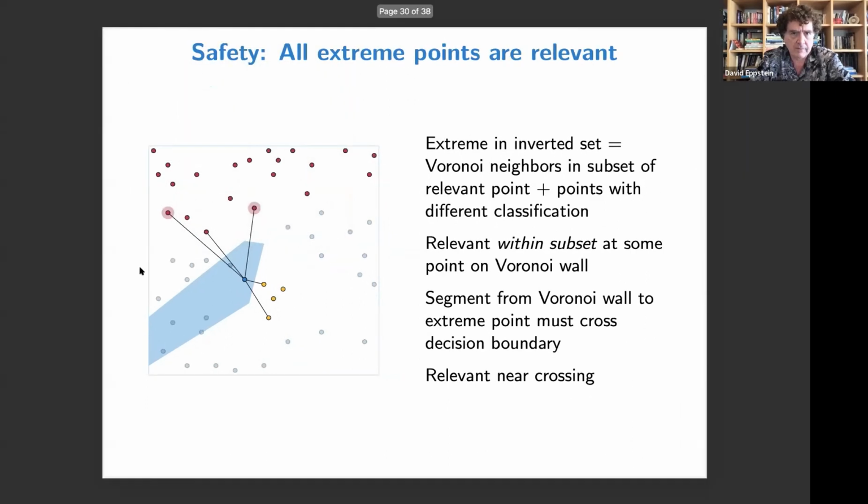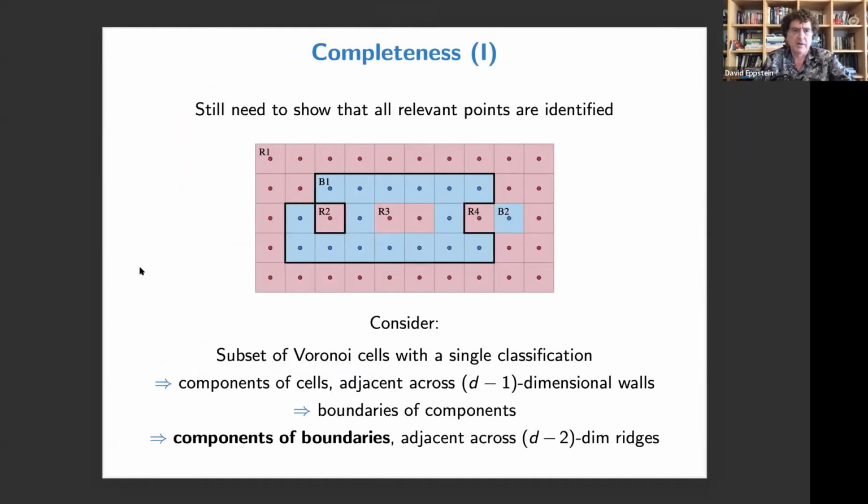So the final argument involves the completeness here. We still need to show that all of the relevant points are identified, not just some of them. We've shown that the points that we find are relevant, but we need to show that all the relevant points are going to be found. And so to do that, I need to somehow pick out pieces of boundary and make a separate argument for each piece of boundary. And the pieces of boundary that I'm going to consider are defined in kind of a complicated way.